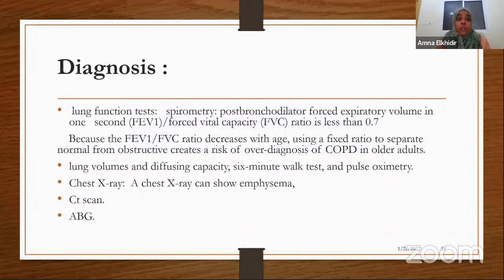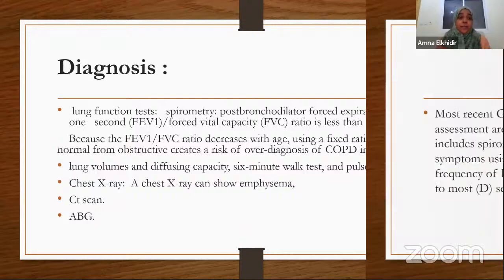We measure lung volume and diffusion capacity of carbon monoxide. We can do a 6-minute walk test and pulse oximetry. We can do imaging like X-ray and CT scan, and also we can do an ABG test.